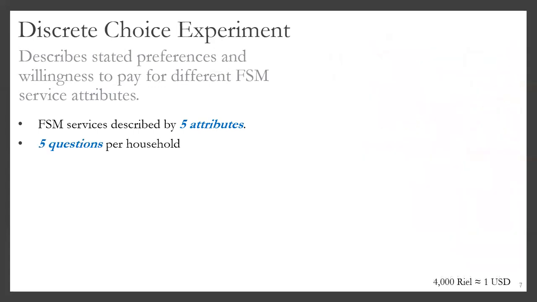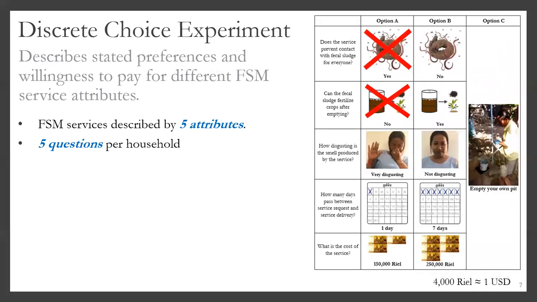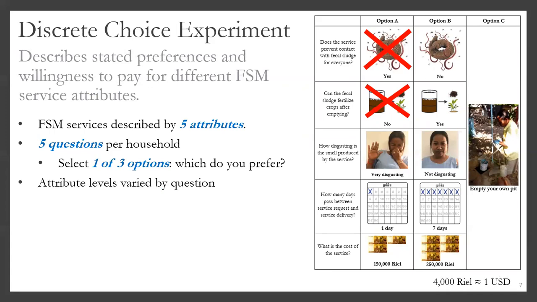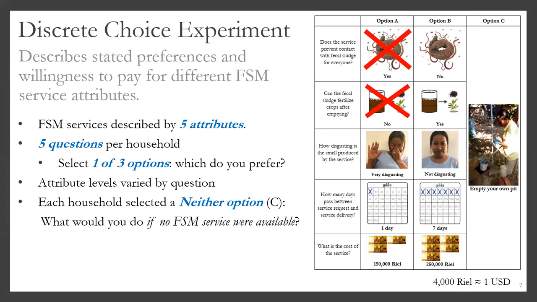Each household was asked 5 questions that looked like this. You can see those same 5 attributes describing options A and B, and then there's a third option, C, which I'll talk about here in a second. The question was simply select one of these 3 options based on your preference. Which one of these 3 do you prefer? The attribute levels for options A and B varied by question using a blocked fractional factorial design. And then option C, you can think of it as the neither option. I don't really want a service, I want to do my own thing. This was informed by a question that we asked each household: what would you do if no FSM service were available?